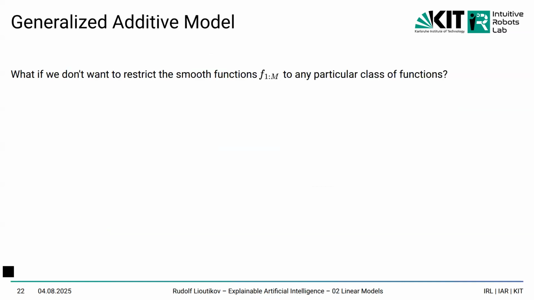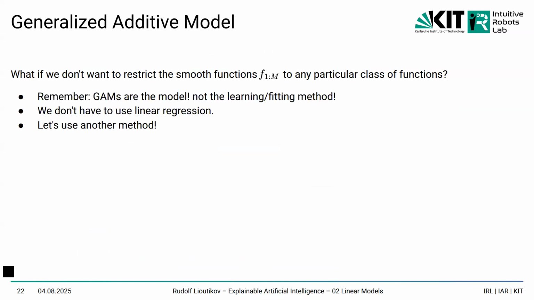But what if we don't want any particular class and so on? Then we can choose something more complex, or we cannot use linear regression anymore. We're not restricted to using linear regression. Again, there's a difference between the model representation and the algorithmic representation, so we can learn the same model with a different algorithm. Make sense? Okay.